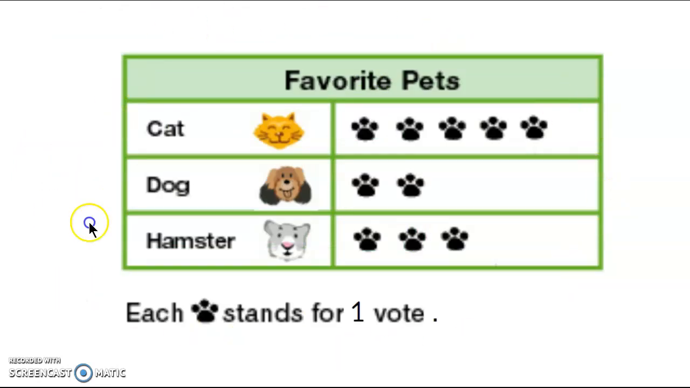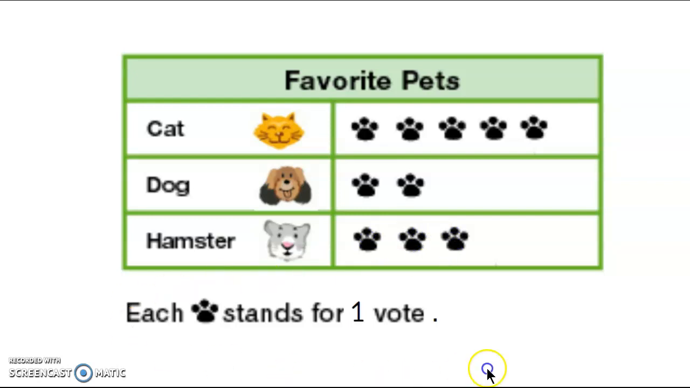Now we call this a picture graph because we have pictures that stand for the students instead of using just numbers. And guys, when I look at this, I can right away see that a cat was voted for the most because the cat has the most paw prints. When I look down here, this is what we call a key, and it says each paw print stands for 1 vote. So I know that 1, 2, 3, 4, 5 people voted for the cat. 1, 2 people voted for a dog, and 1, 2, 3 people voted for the hamster.